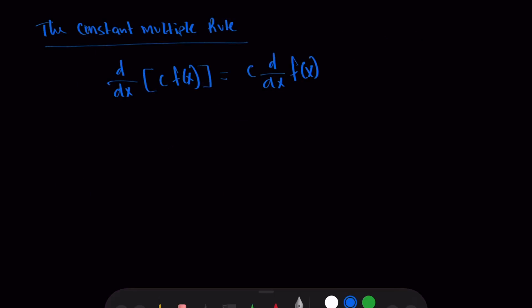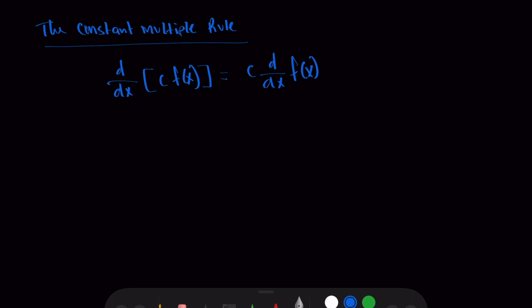All right, so now let's take a look at the constant multiple rule. And what that says is that if c is a constant and f is a differentiable function, then d over dx, brackets c times f of x, closed brackets, is equal to c times the derivative of f of x. So essentially what happened here is that we can factor out the coefficient of that polynomial.